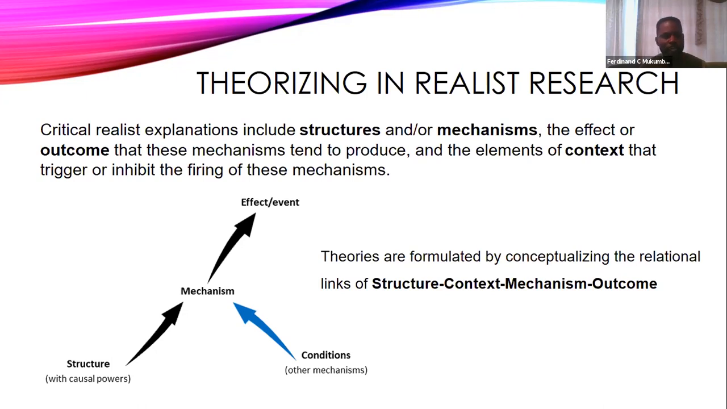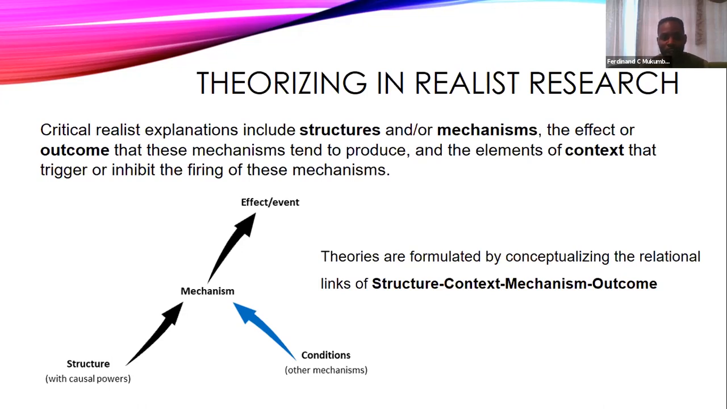And so we have what we call heuristic tools that we use to build our theories. This little diagram that I have here is just a causal heuristic tool to explain how realist theories are constructed. So you have your structure with causal powers. These structures, for example, can be laws. They can be policies, because these policies will affect how somebody is going to do something. If there is a policy that I cannot go into my neighbor's house and steal his things, and that stealing is a crime, then that policy will definitely affect my behavior. That's why we say causal powers, because it has the power to make me behave in a particular way.